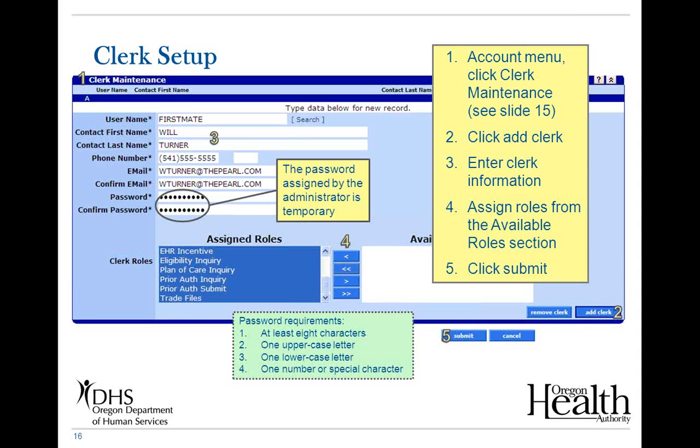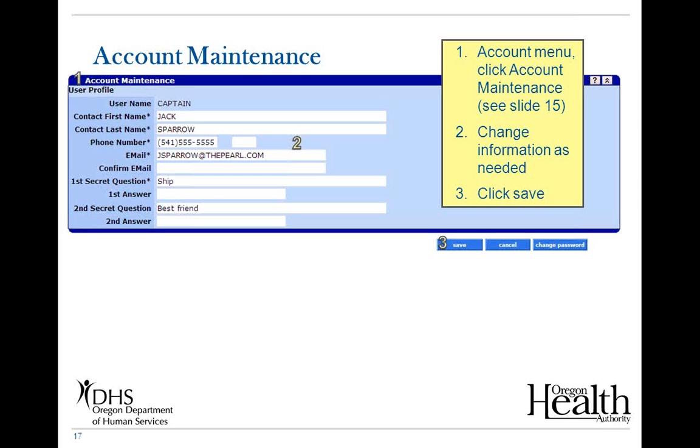Okay, so that's clerk setup. Next is account maintenance. If you have an account on the provider web portal, whether it's the administrative account that you've set up with that ID and PIN, or if it's one of your clerks that you've set up, you would go to the account menu and click Account Maintenance, either you or your clerks, and then you could change information as needed, and then you would click Save.